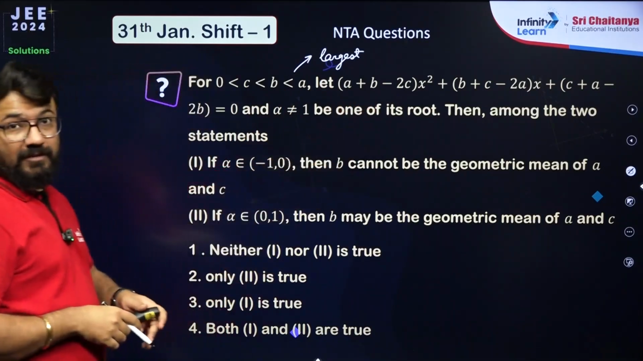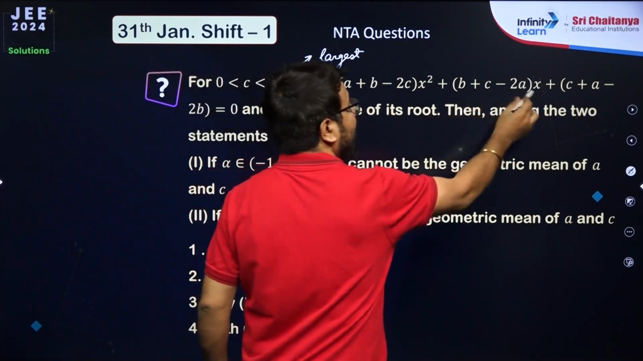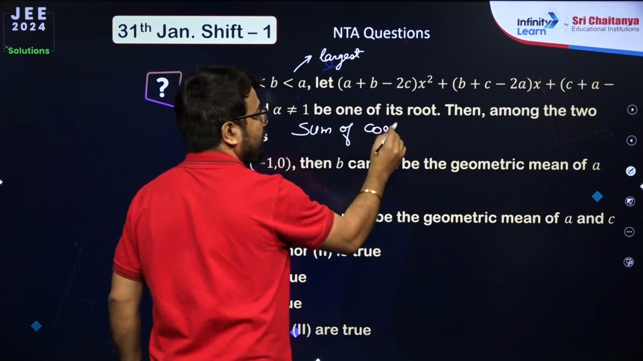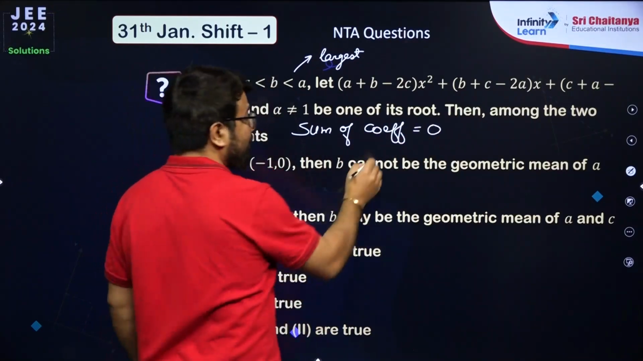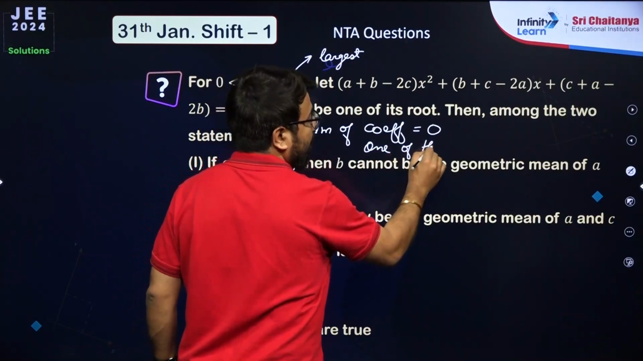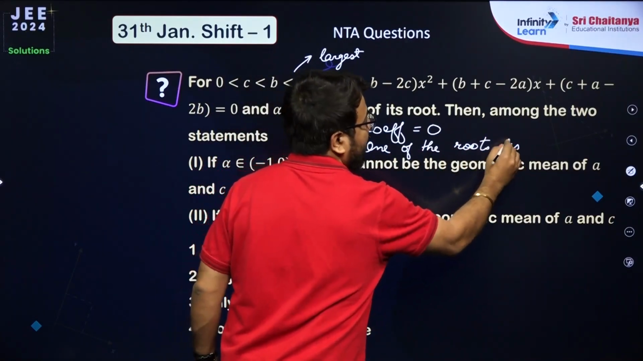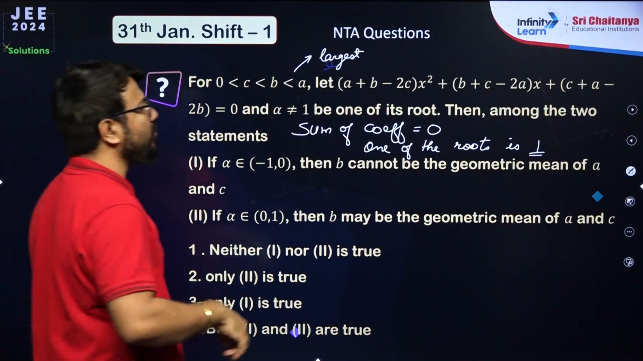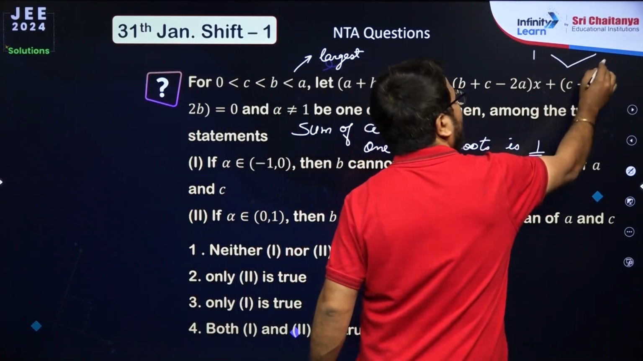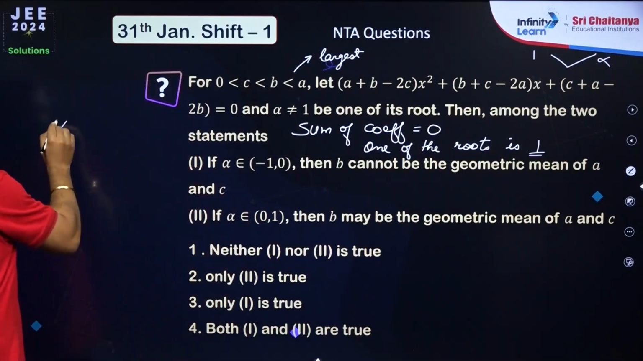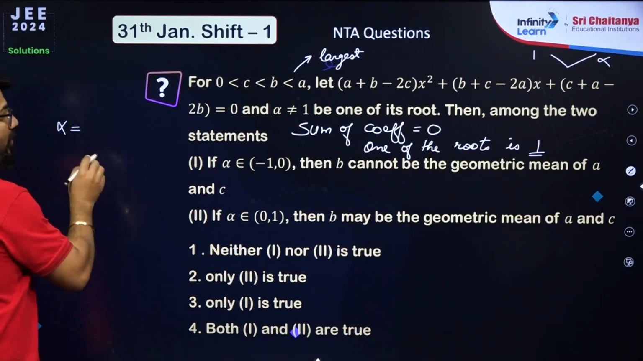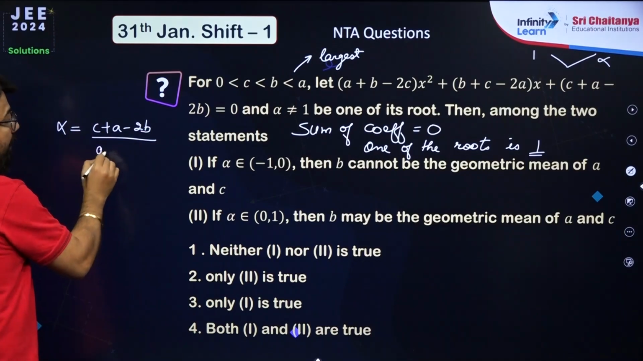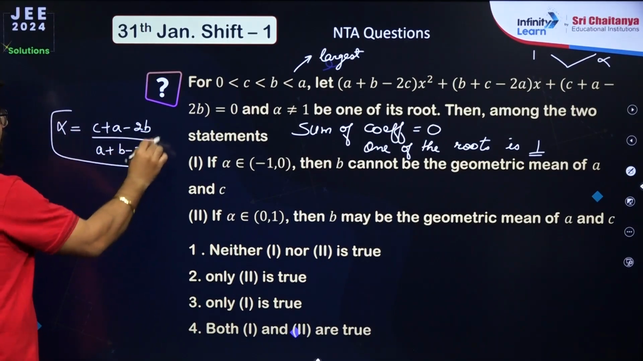Alright. This quadratic expression is being given to you. If I try to get the sum of the coefficients, A plus B minus 2C, B plus C minus 2A, C plus A minus 2B, I can see that the sum of coefficients is 0. That means one of the roots is 1. Whenever the sum of coefficients is 0, one of the roots is 1. Let us assume this quadratic has the other root as alpha. So alpha into 1 is the product of roots, and that will be C upon A. The constant part is C plus A minus 2B over the coefficient of x square, which is A plus B minus 2C. So this gives me the value of alpha.